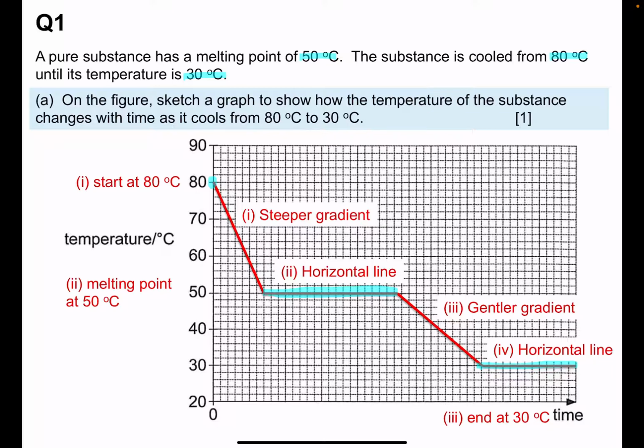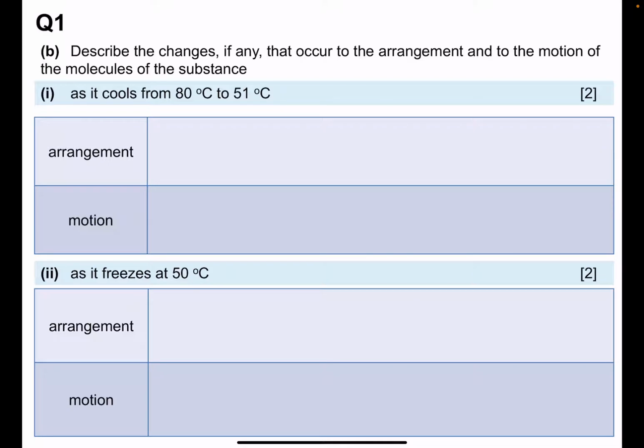degrees Celsius. Now, if possible, if you have to draw this change in temperature to be a steeper gradient and the other one to be a gentler gradient. Part B, describe the changes, if any, that occurs to the arrangement and to the motion of the molecules of the substance as it cools from 80 degrees Celsius to 51 degrees Celsius.